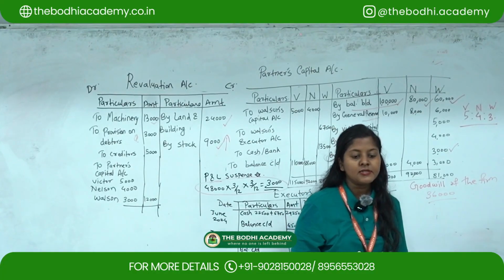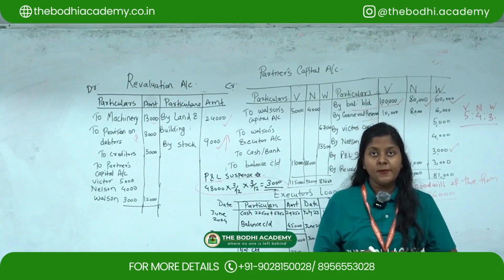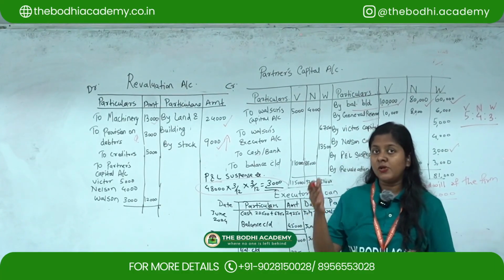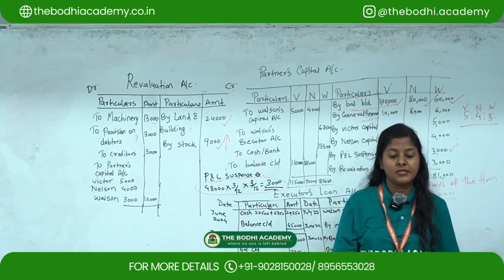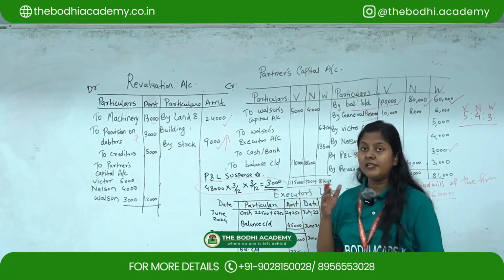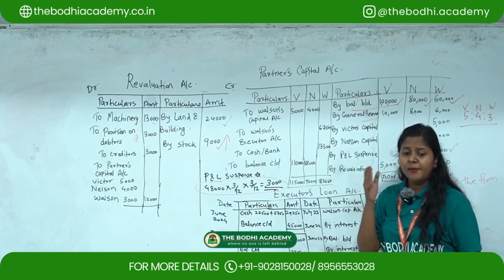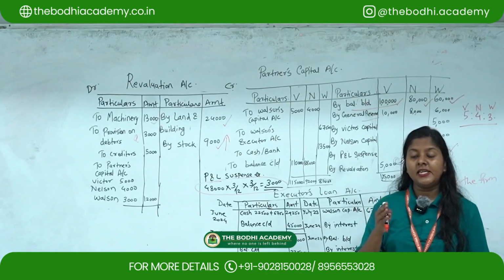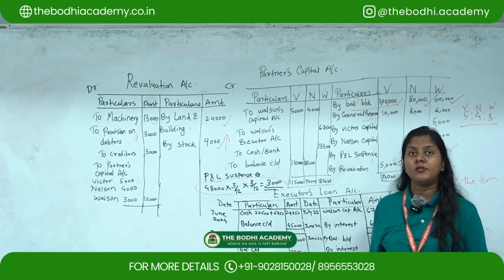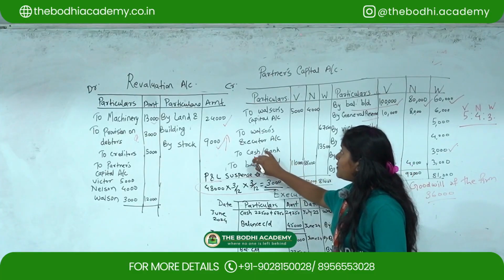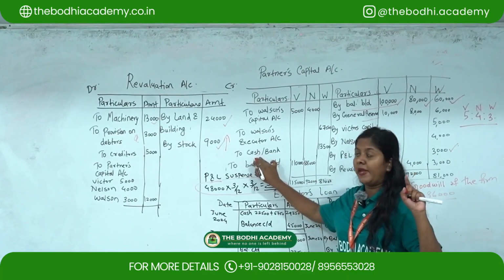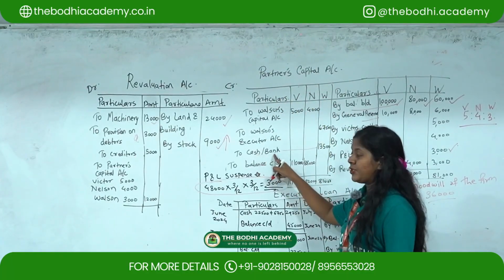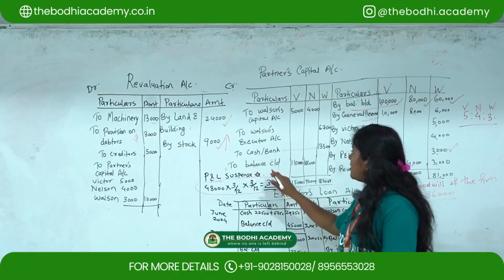Next, Welson's legal representative is to be paid 13,500 in cash, and the balance transferred to executor's loan account, and you have to prepare the loan account in 3 equal annual installments with interest of 10% per annum. Since we have to pay Welson's representative in cash, I am going to show it under the debit side of partner's capital account as cash or bank account, because they have mentioned in cash.